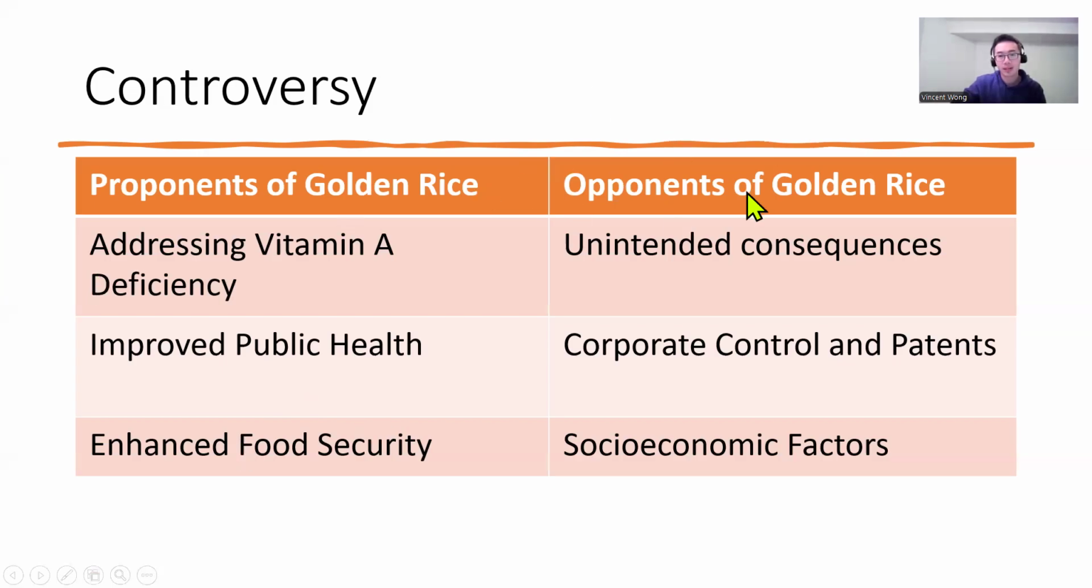There are opponents of golden rice saying, for example, there could be unintended consequences. Okay. We are playing with nature here. We are playing God, some say. You are putting genes from different sources together into an organism. Sure, short term, it doesn't seem like there are any effects, but who knows what's going to happen long term, right? Like, is it safe to consume these things over long periods of time?